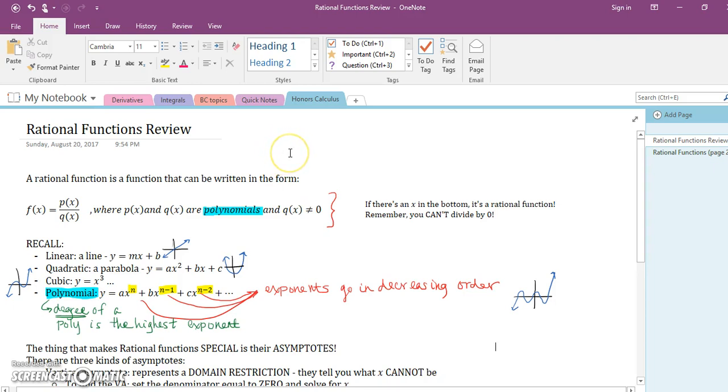Now we're going to review rational functions because we're very close to starting limits, and rational functions are the best place to start at limits. If you can't graph a rational function or find asymptotes for it, then you won't be able to find the limits. So this is a great place to start here for our discussion on limits this week.